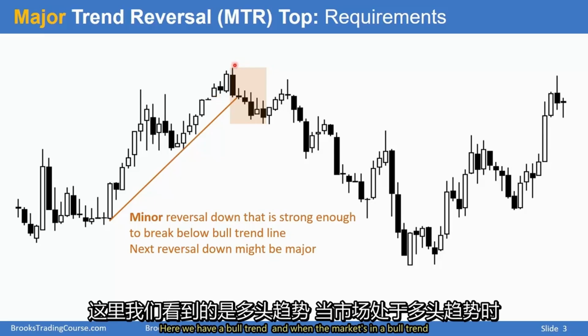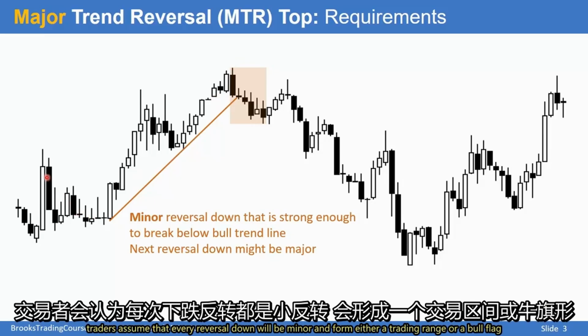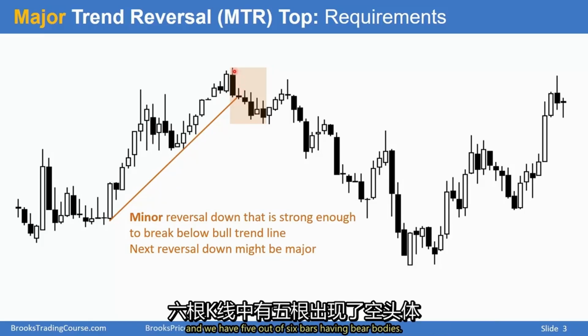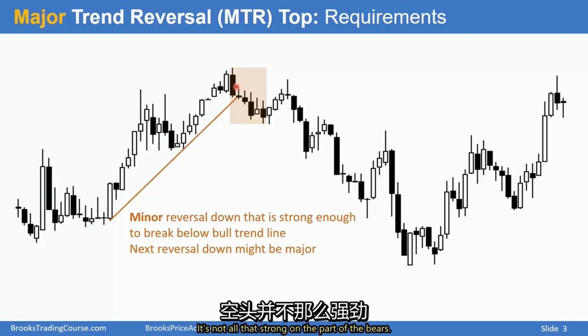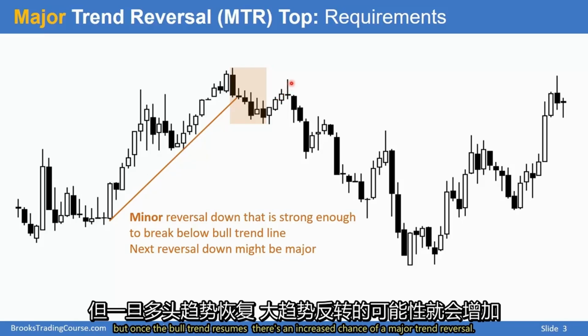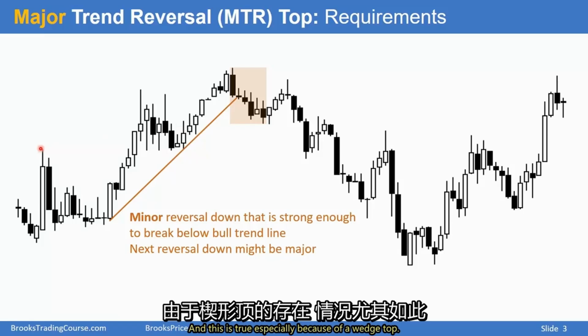Here we have a bull trend, and when the market's in a bull trend, traders assume that every reversal down will be minor and form either a trading range or a bull flag, and that the bull trend will resume. Here we have a break below the bull trend line, the bottom of the channel, and we have 5 out of 6 bars having bear bodies. It's not all that strong on the part of the bears. However, there's enough selling pressure here for traders to think that perhaps, yes, it's a minor reversal, but once the bull trend resumes, there's an increased chance of a major trend reversal.